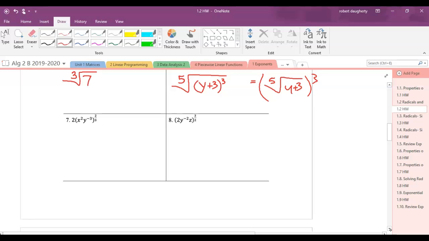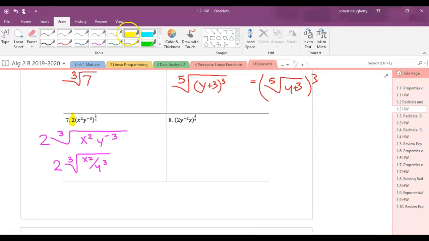The next one, so the 2 is not being raised to any power, it's just along for the ride. So this is 2 times the cube root of x squared y to the negative 3. And if I want this with no negative exponents, this is 2 times the cube root of x squared over y cubed. Now I can simplify a little bit further than this. What is the cube root of y cubed? The cube root of y cubed is just y. So this is 2 cube root of x squared over y.